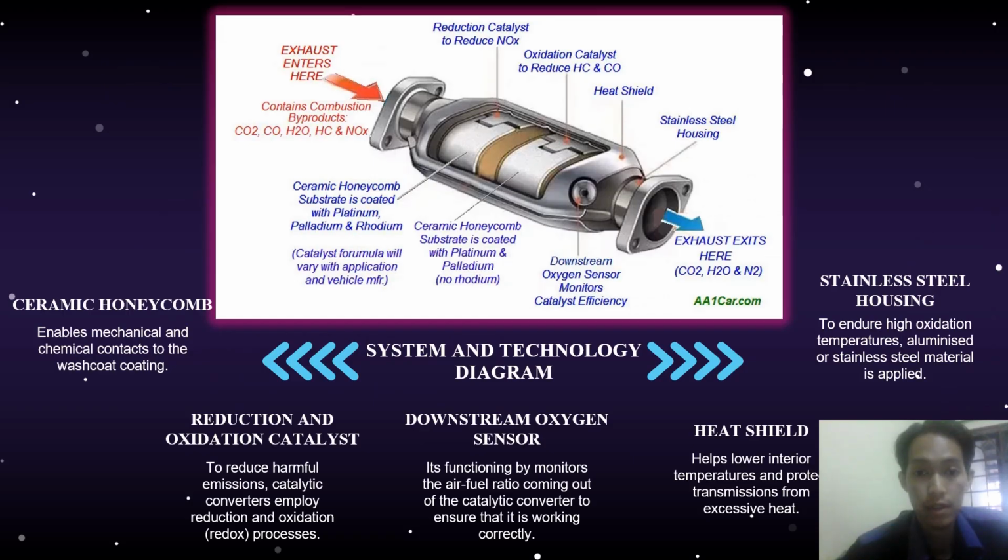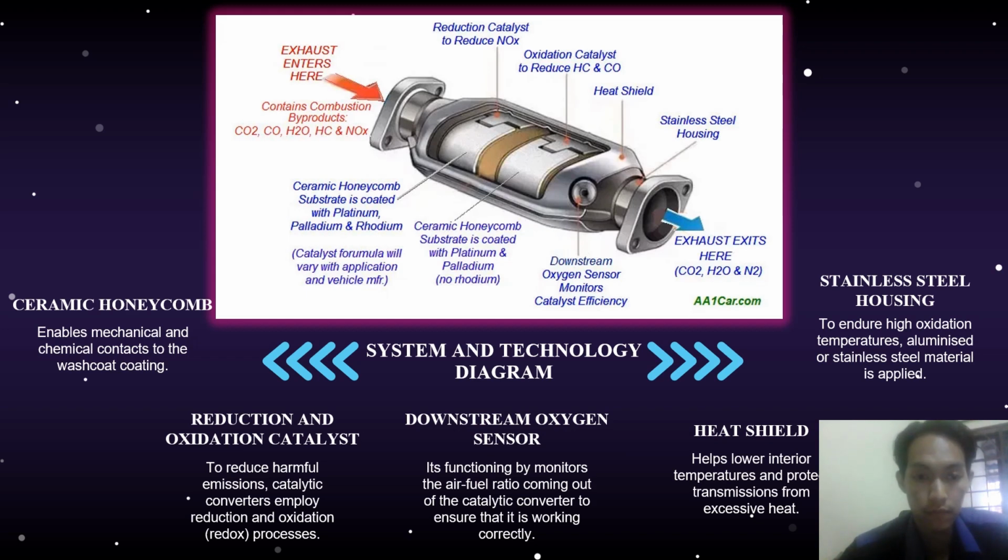Okay, then I will continue to the system and technology diagram. As you can see from the diagram here, these are the components that are used in the catalytic converter. For the ceramic honeycomb, the ceramic honeycomb used in the converter has a pore structure of about 3 to 4 mm pores that enable mechanical and chemical contact to the wash coat. It also has a large surface area for wash coat coating such as aluminum oxide and can be further impregnated with a catalytic component such as platinum, palladium, and rhodium.